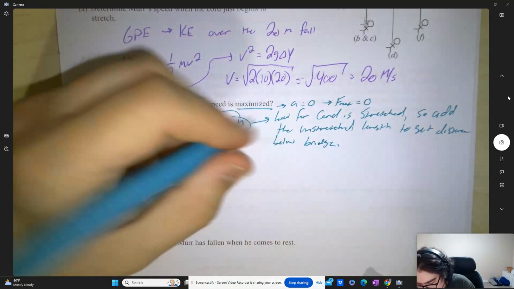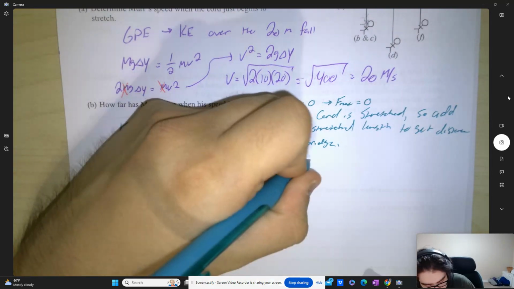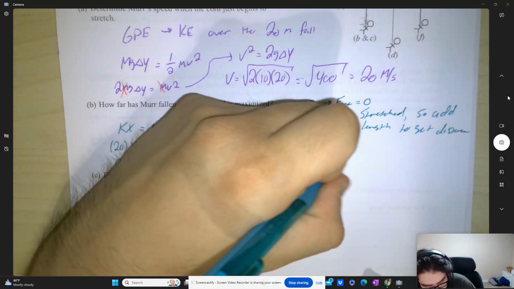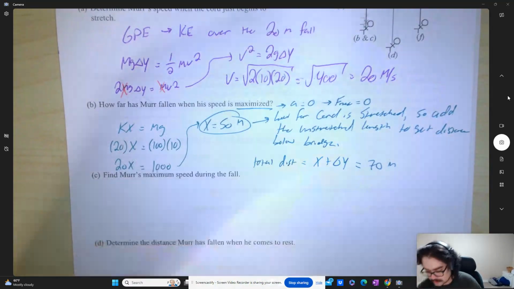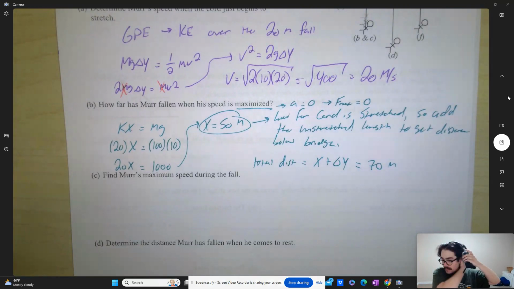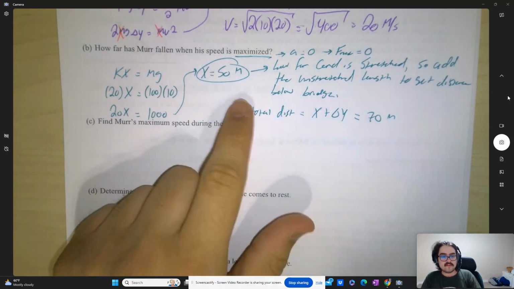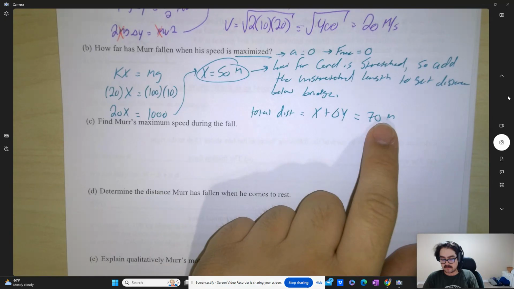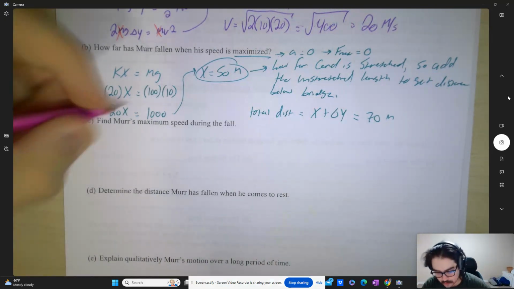So really the total distance is equal to x plus delta y, and that's going to give me 70 meters, because the cord doesn't stretch until you hit that 20-meter mark, and after that it begins to stretch. So the sum of the stretch of the cord plus the unstretched length is how far he is below the bridge. We can figure out where he is when his speed is maximized: 70 meters. And I'm just going to do conservation of energy again. I love conservation of energy.